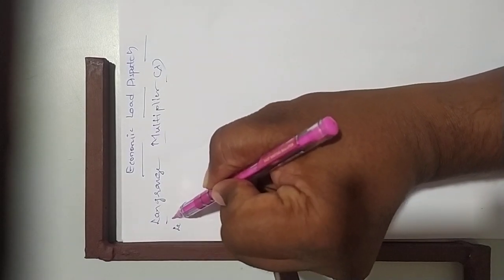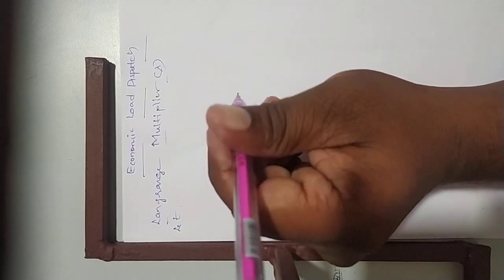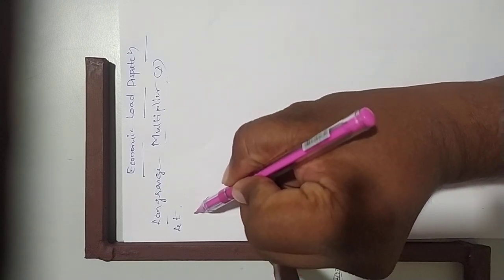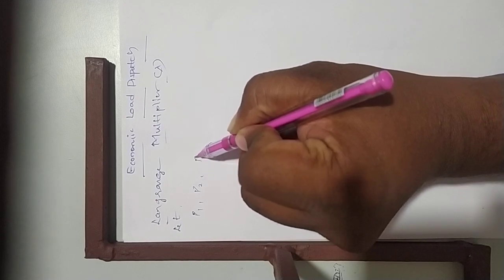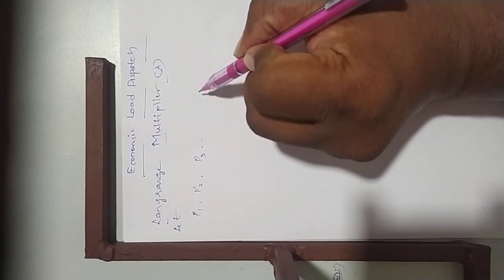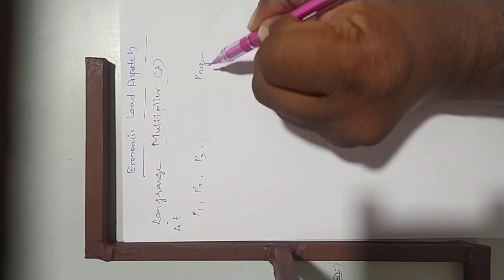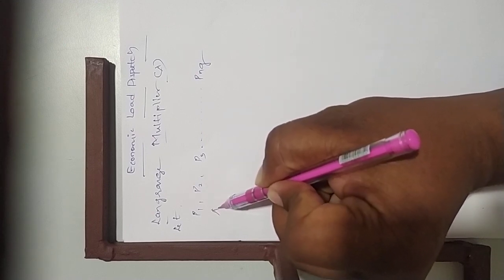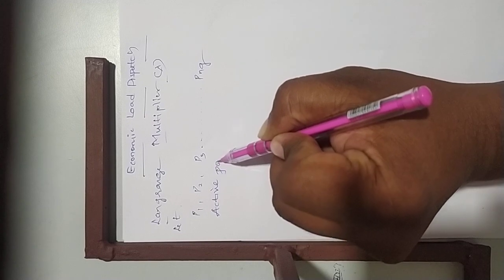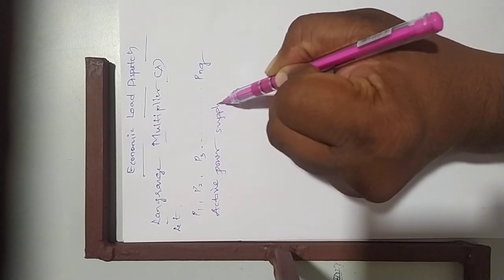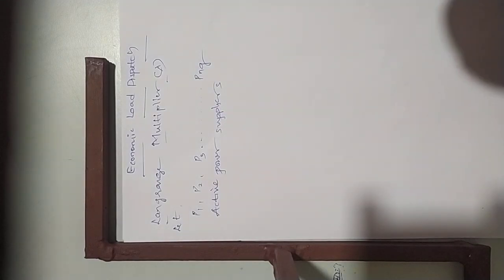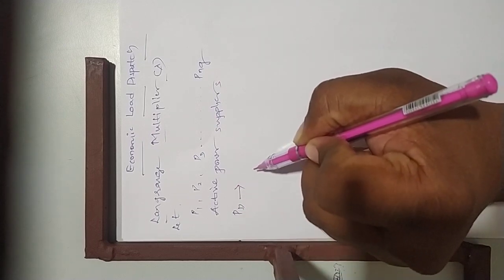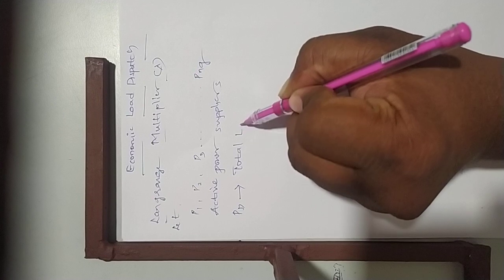So let's consider that to satisfy one load center there will be a number of power plants. Let's consider P1, P2, P3 and so on up to PNG. These are the active power supplies or power stations, the active power suppliers who supply the power to the load. Then PD is our total load, the total load demand.